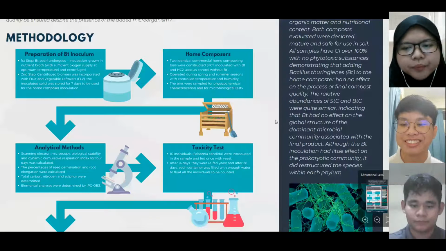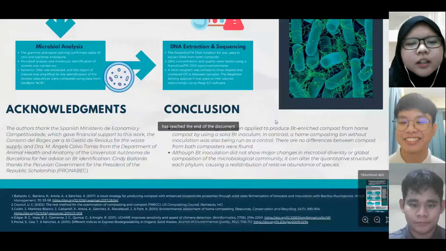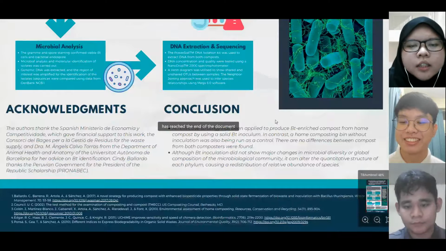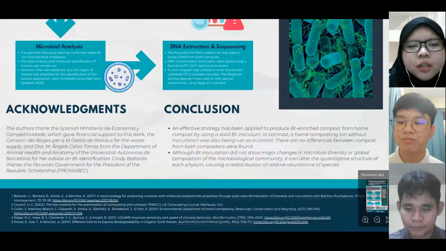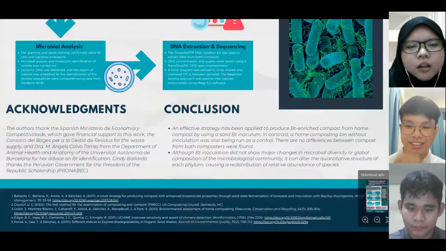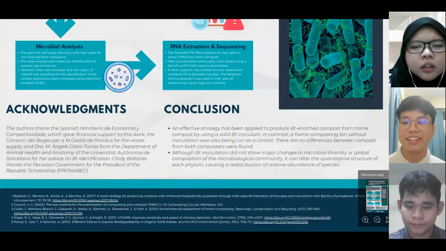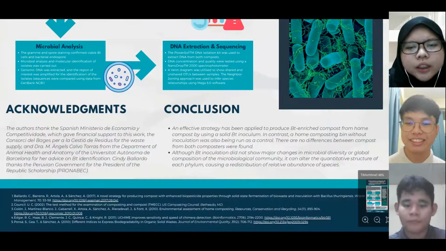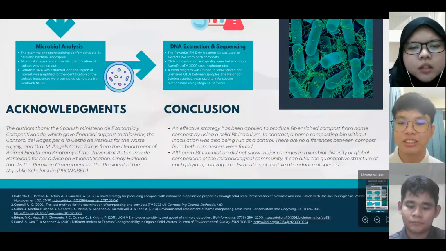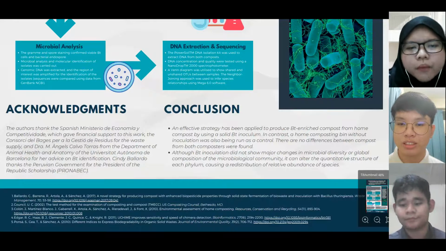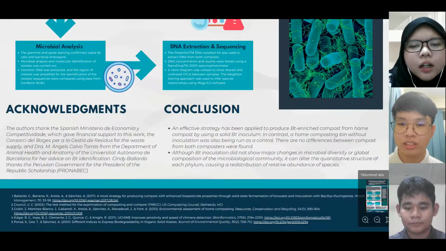As a conclusion, there is an effective strategy that can be applied to produce Bacillus thuringiensis enriched compost from home compost by using a solid Bacillus thuringiensis inoculum. In contrast, there is also a home composting bin without the inoculation. In conclusion, there is no difference between these two composts. Although Bacillus thuringiensis inoculation did not show major changes in microbial diversity or global composition of the microbiological community, it can alter the quantitative structure of each phylum, causing a redistribution of the relative abundance of species.